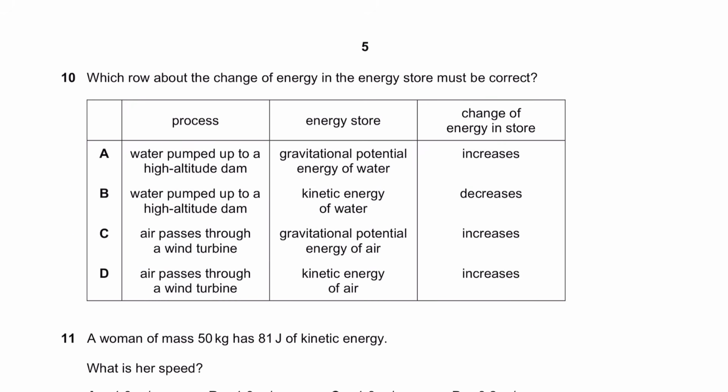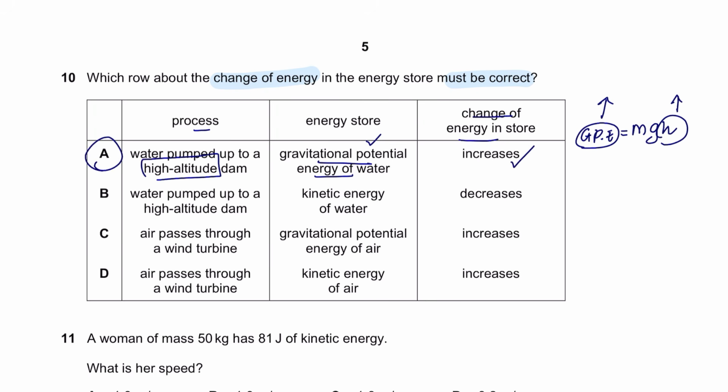Next, question 10. Which row about the change of energy in the energy store must be correct? Process: water pumped up to a high altitude dam, gravitational potential energy, correct, since gravitational potential energy can be calculated by mass, gravity and height. As the height increases, your energy will also increase. So the change of energy store increases is correct. So the answer is A.